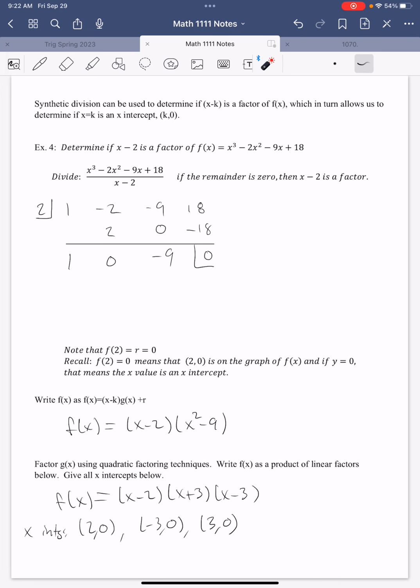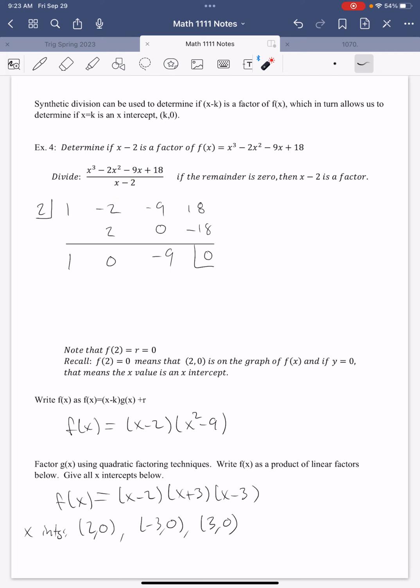Okay, then we're going to put it together a little bit. Synthetic division can be used to determine if x minus k is a factor of f of x, which in turn allows us to determine if x equals k is an x-intercept. So we're going to determine if x minus 2 is a factor of the function. In order to do that, we need to see if it divides evenly. So if x minus 2 is the factor, then k equals 2.